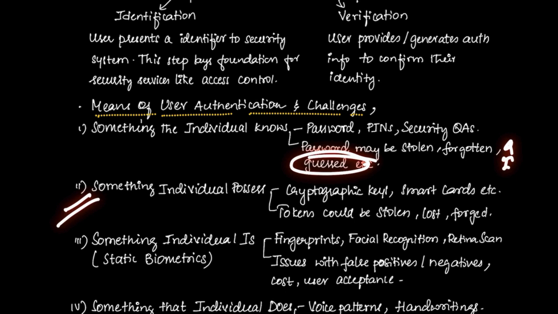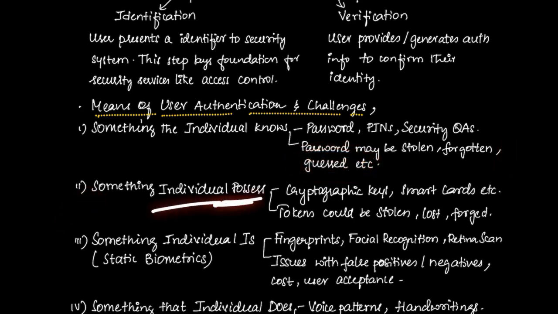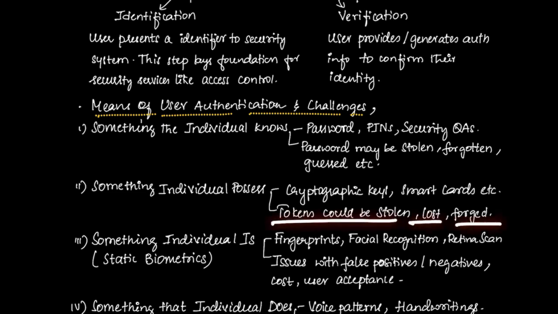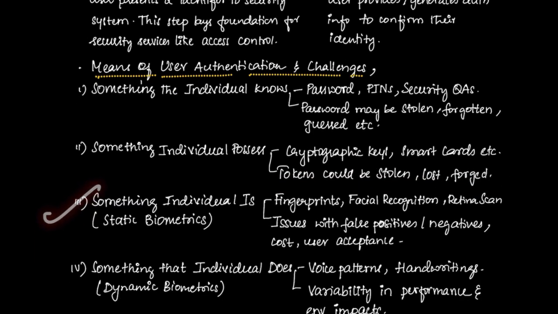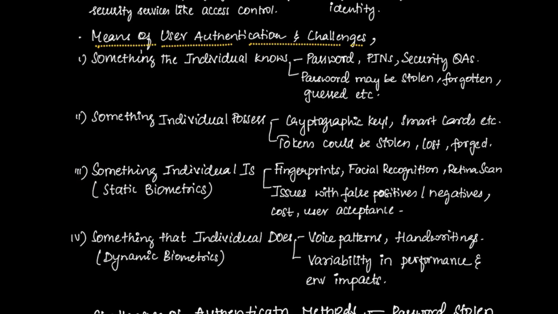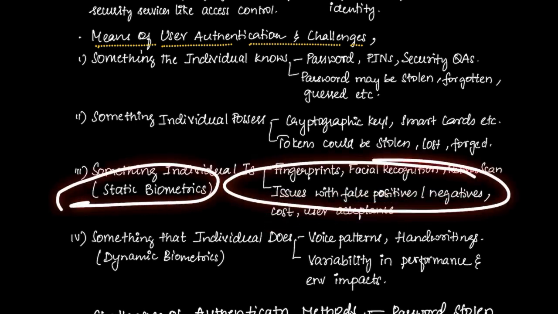Next, we have something the individual possesses. It could be smart cards, cryptographic keys, or cryptographic tokens. These tokens could be stolen, lost, or forged. Again, that is a threat. Then next we have something the individual is, that is static biometrics: fingerprints, facial recognition, retina scan, and all of that. Here the challenges are false positives or false negatives, cost, and user acceptance. Privacy concerns are a big threat when it comes to static biometrics.